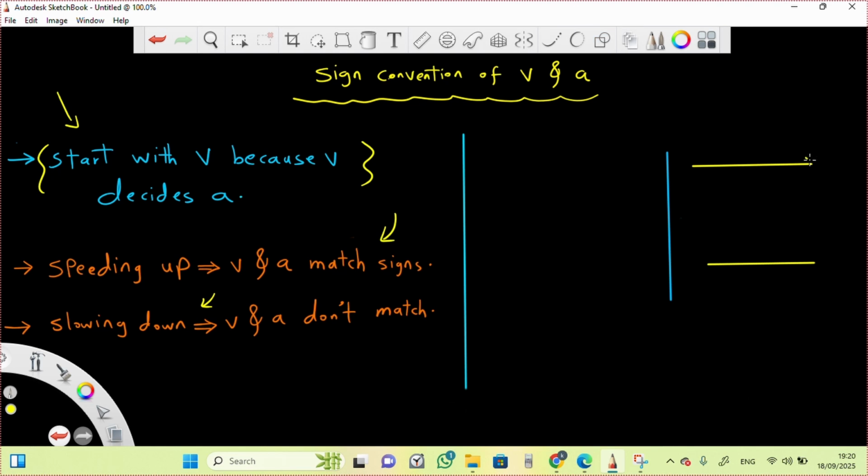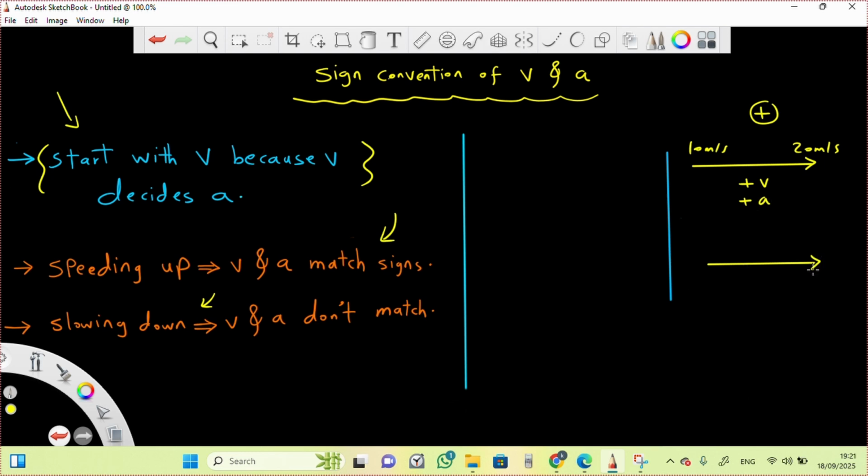Let's speed up to the right, for example, from 10 meters per second to 20 meters per second. By convention, moving to the right is the positive direction. Therefore, here, velocity is going to be positive because we're moving to the right. But we have to ask ourselves a simple question here: are we speeding up or slowing down? Speeding up simply means A must take the same sign of velocity. Therefore, here, acceleration is going to be positive as well.